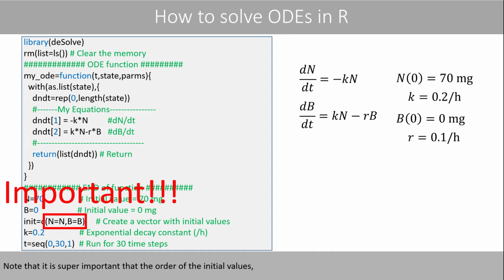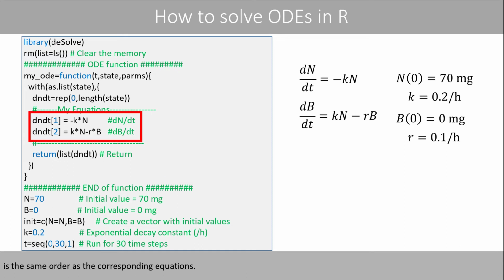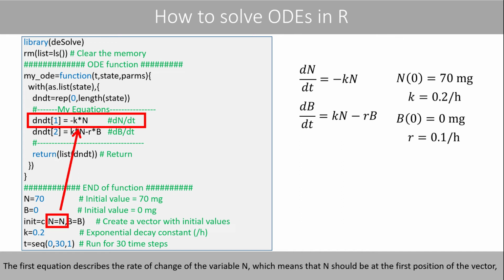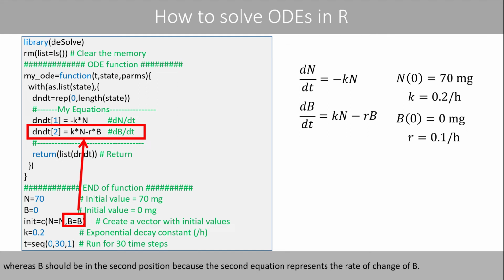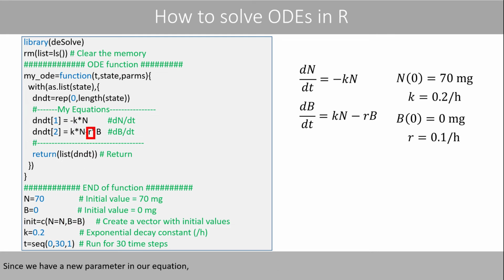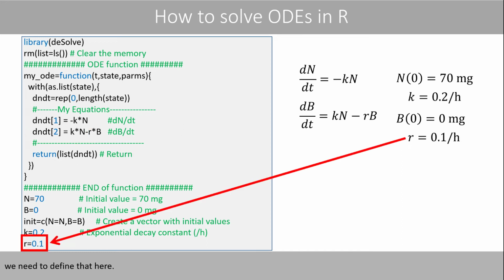Note that it is super important that the order of the initial values is the same order as the corresponding equations. The first equation describes the rate of change of the variable n, which means that n should be at the first position of the vector, whereas b should be in the second position, because the second equation represents the rate of change of b. Since we have a new parameter in our equation, we need to define that here.